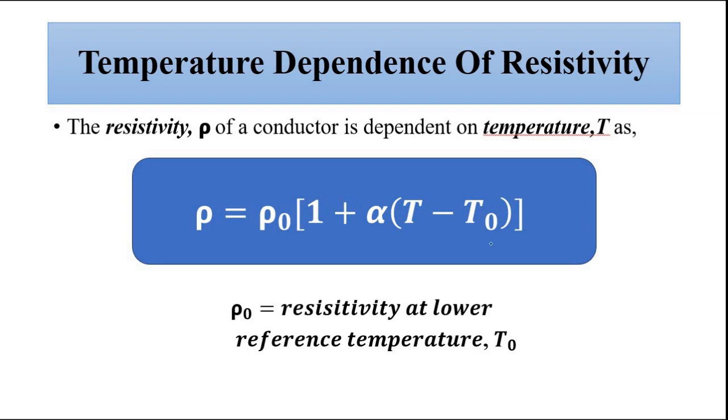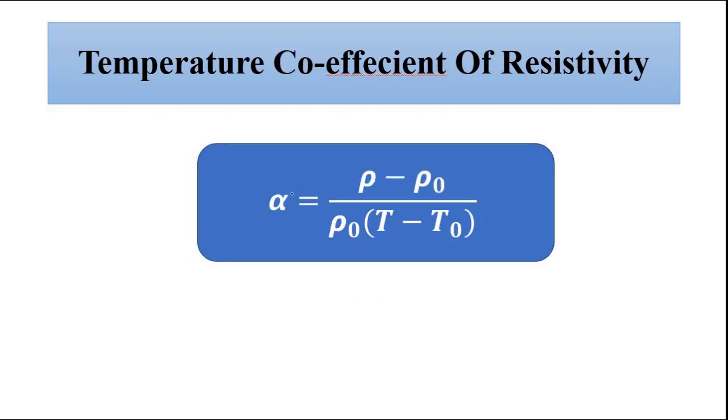So T0 is the reference temperature, and rho 0 is the resistivity at the reference temperature T0, that is the reference resistivity value. And rho is the resistivity at a particular temperature T. And alpha is the temperature coefficient of resistivity, which is expressed as alpha is equal to rho minus rho 0 by rho 0 into T minus T0. So this is the variation of resistivity with respect to temperature.